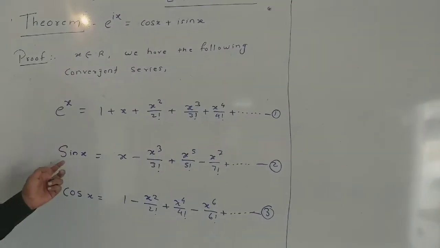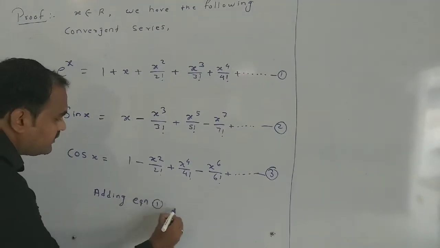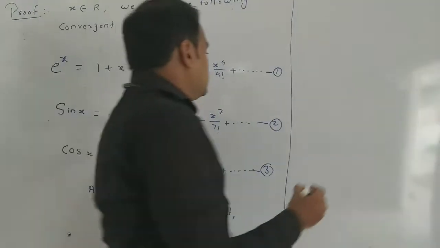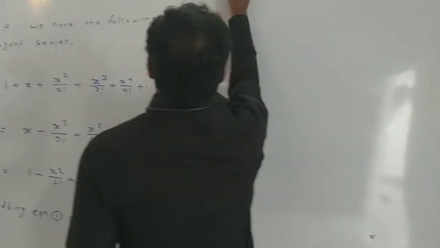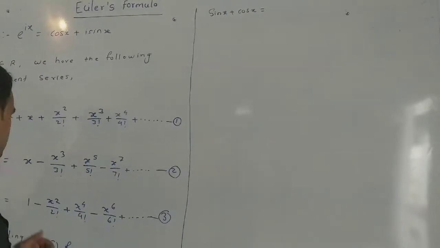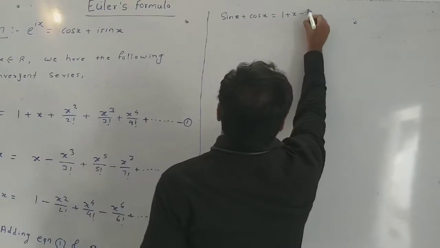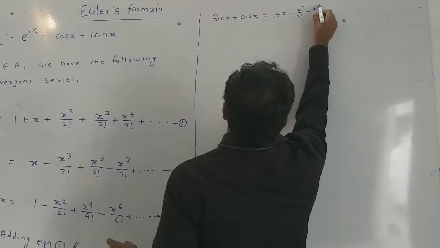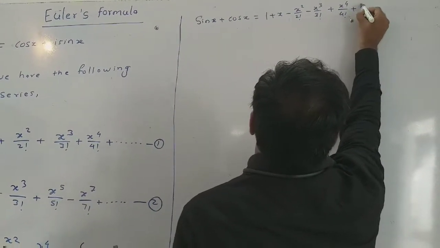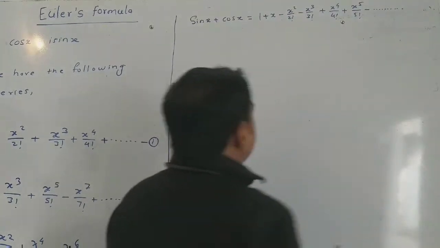Now we add the two functions, sin x and cos x. When we add these two functions, sin x plus cos x is equal to 1 plus x minus x square upon 2 factorial minus x cube upon 3 factorial plus x to the power 4 upon 4 factorial plus x to the power 5 upon 5 factorial minus and so on. Like that we get the series.